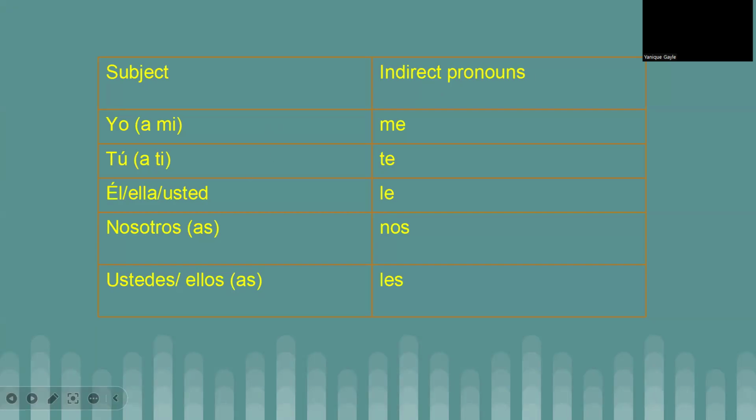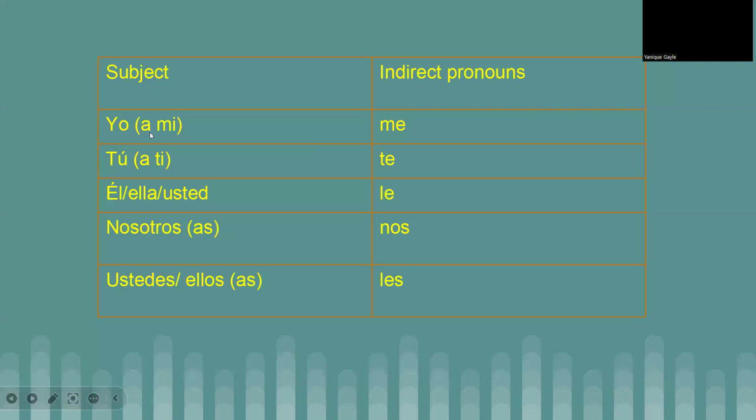So if I say John gave the book to Cindy, for example, John is the subject, gave is the verb, a book would be the object, and Cindy would be the indirect object. So she's the person receiving the book in this case. So what that means is that we have some pronouns that we can use to substitute the person that is receiving the action or the object in the sentence.